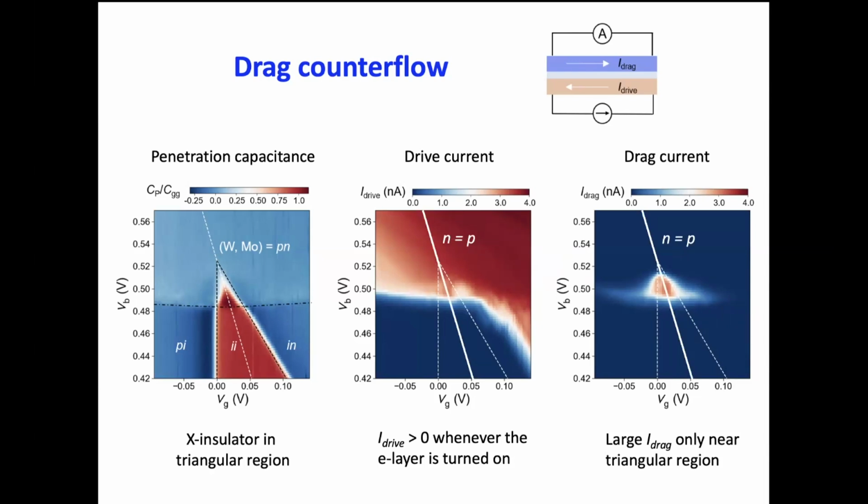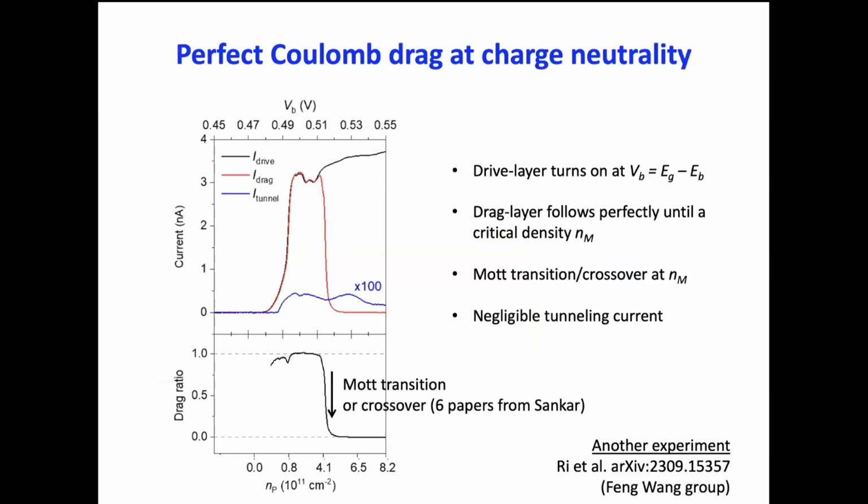Just draw a line like this diagonal line here, along which the electron and the hole density are exactly equal to each other, n equal to p. And just make a line plot. This is the current versus the pair density, or the bias voltage, along that line, okay? The black curve is the drive current. It turns on when you start doping electrons into the electron layer, and then it stays on after that. The red is the drag current. It becomes the same as the drive current over this region, which is an excitonic insulator.